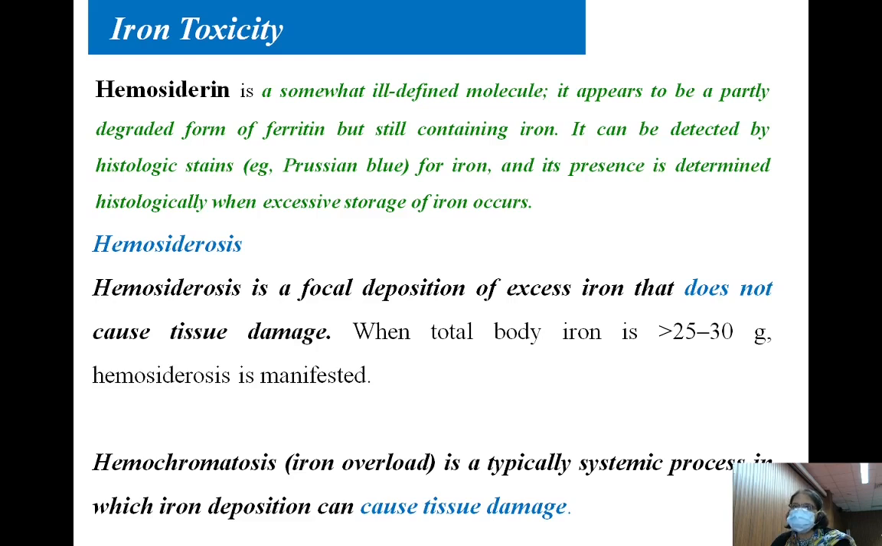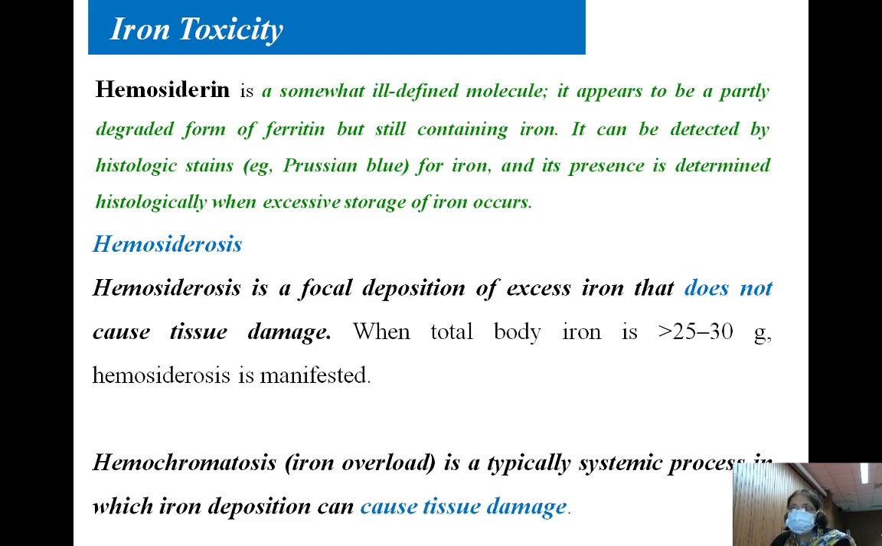It can be detected by histologic stain like Prussian blue for iron, and its presence is determined histologically when excessive storage of iron occurs. Hemosiderin pigment is deposited in spleen, bone marrow, liver. Hemosiderosis is a focal deposition of the excess iron that does not cause tissue damage. When body iron is more than 25 to 30 gram, hemosiderosis is manifested.